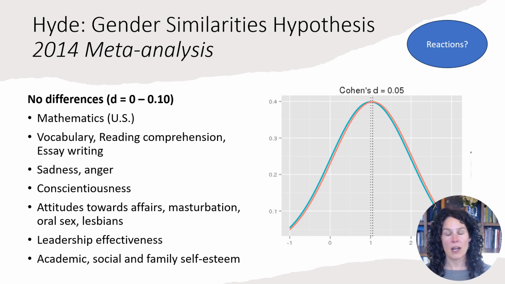And so Janet Shibley Hyde's meta-analysis found no difference for mathematics performance, at least in the United States, overall. No differences for vocabulary, reading comprehension, essay writing. No differences in reports of sadness or anger. No differences in conscientiousness. No differences in attitudes towards affairs, masturbation, oral sex or lesbians, no differences in leadership effectiveness, and no differences in academic, social, or family self-esteem.